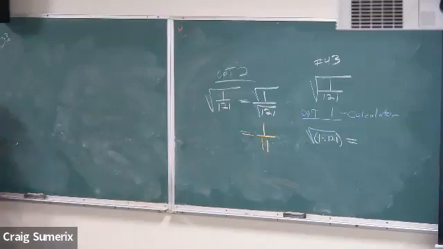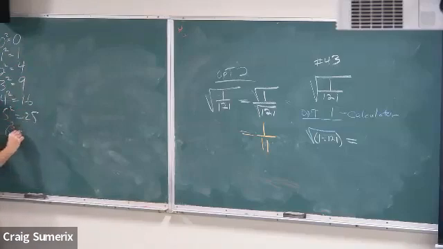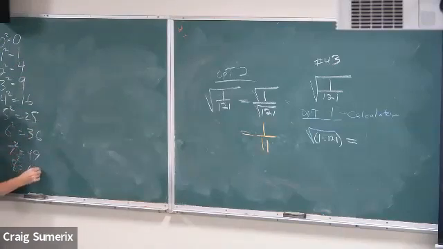0 squared is what? 0. 1 squared is 1. 2 squared? 4. 3 squared is? 9. 4 squared is 16. 5 is 25. 6 is 36. 7 is 49. 8 is 64. 9 squared is 81. 10 squared is 100.